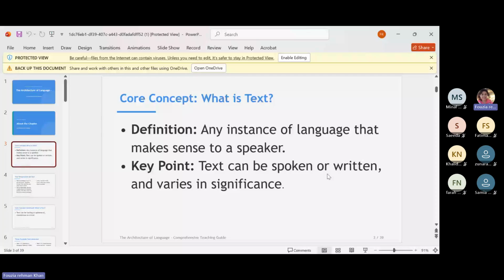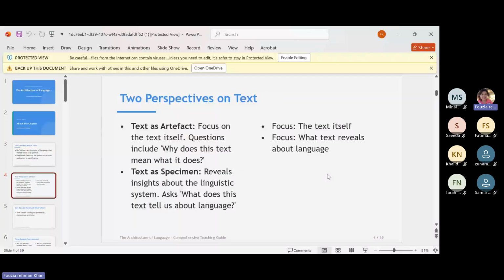Now, Halliday gives two perspectives on text. These might be newer ideas for you: text as artifact and text as specimen. But I would like to explain it to you in simpler terms. If you can, tell me what is the difference between cohesion and coherence? Yes, guys. Cohesion and coherence.